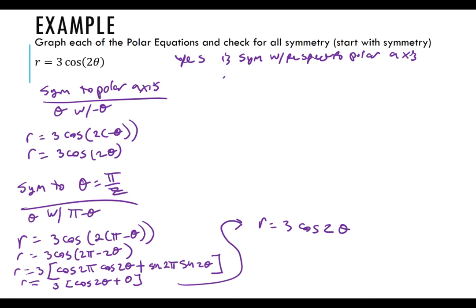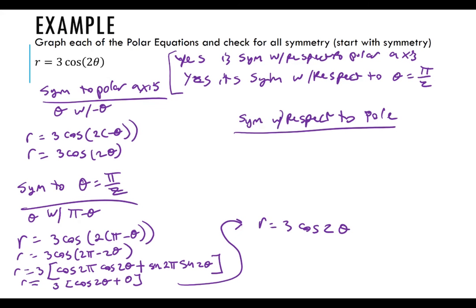Alright, so that means that not only is it symmetric with respect to the polar axis, yes, it's symmetric with respect to the y-axis, or theta is equal to pi halves. And so we have two symmetries here for certain. Let's test for the third. So let's test the symmetry with respect to the pole.